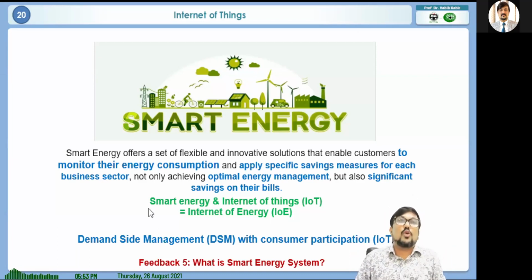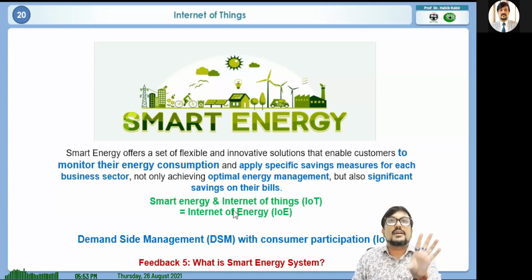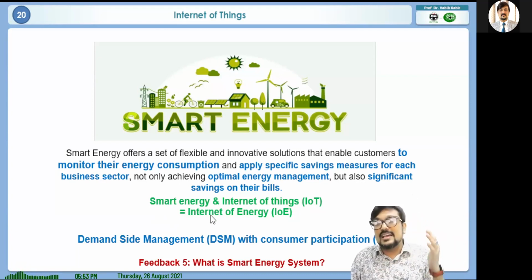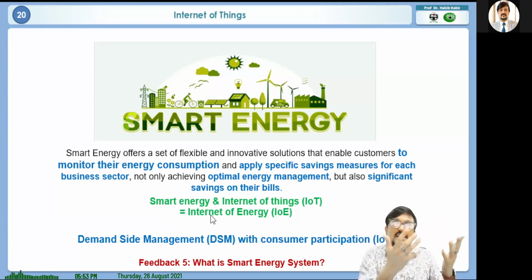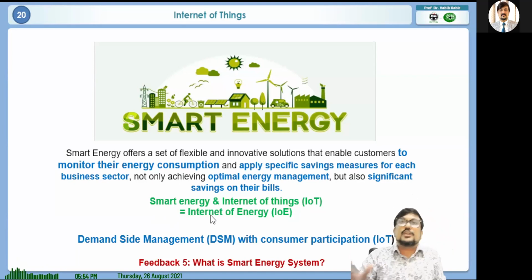So I call this smart energy and internet of things. Together it looks like internet of energy. Still the term is not there, it is an ongoing thing. Sometimes I make the term myself, so you cannot find so many things on Wikipedia as well.